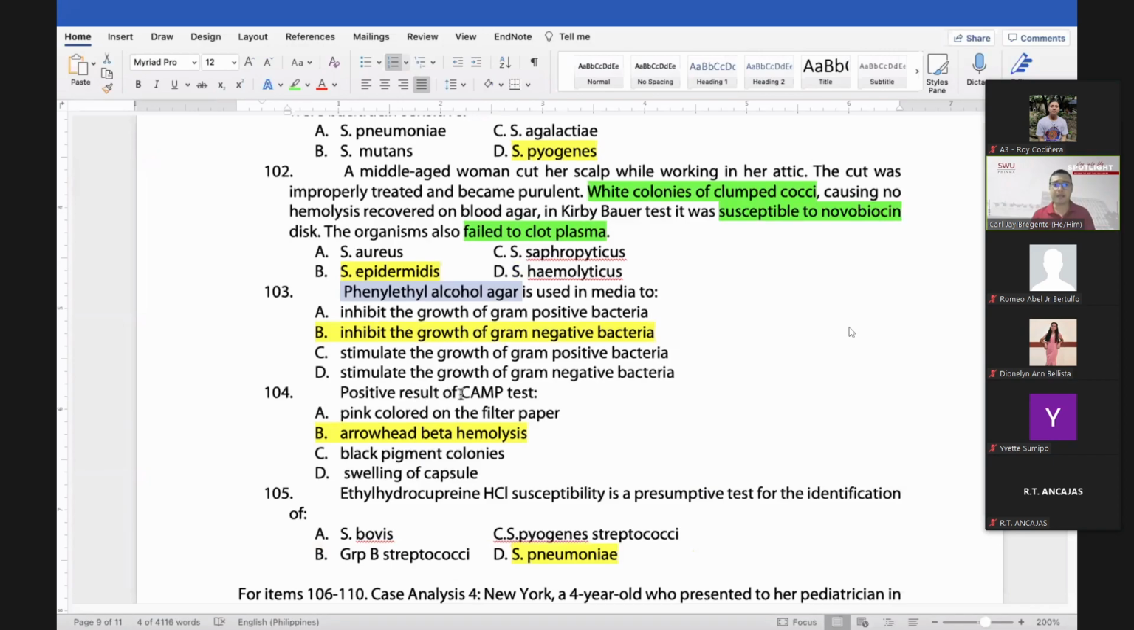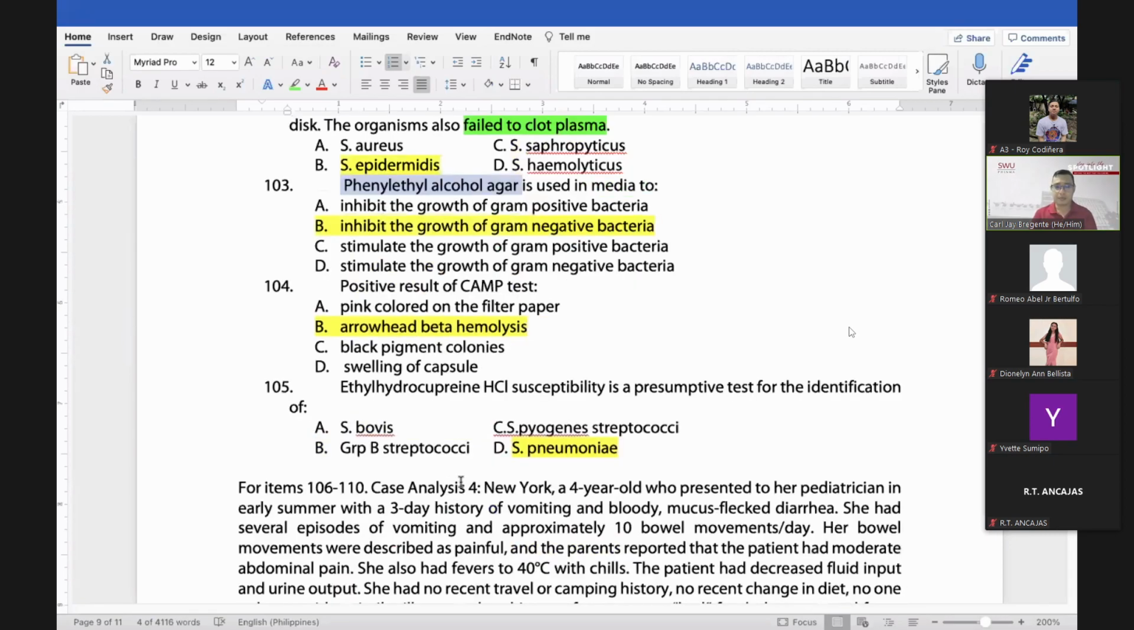104, positive result for CAMP test, that is arrowhead of beta hemolysis. 105, ethylhydrocupreine hydrochloride susceptibility or your optochin test. So it's a presumptive identification of your Streptococcus pneumoniae. So this is the chemical name of your optochin.